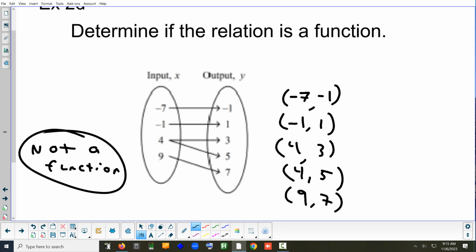Now, if you didn't have this, let's say you went like this, that would get rid of that. Would that be a function now? Yes, that would be fine. But because we have that, it is not a function.